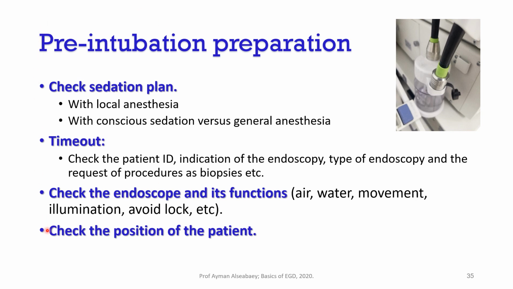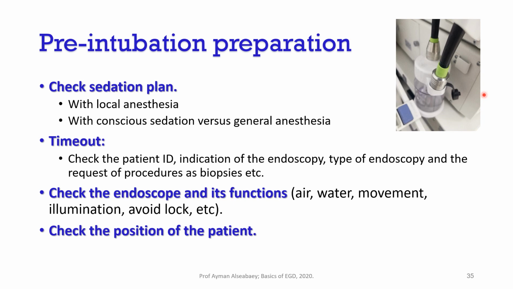Before getting in through the mouth, you should check your endoscope. As you see, this bottle is not fixed to the connector of the endoscope. You will pass the endoscope inside the esophagus. Why does the esophagus not distend? Oh, there is no air. This is wrong. Of course, you should check your sedation plan. You will use local anesthesia or conscious sedation.